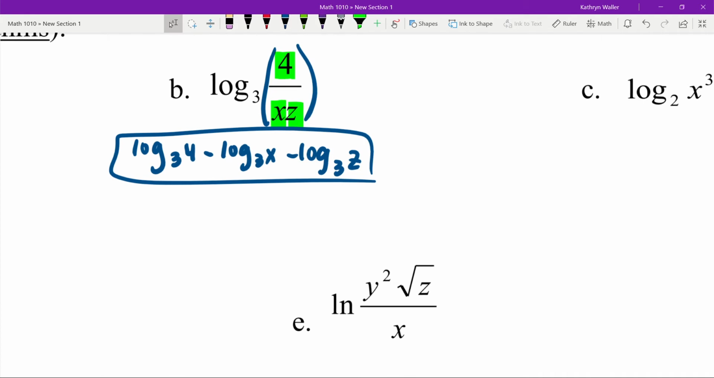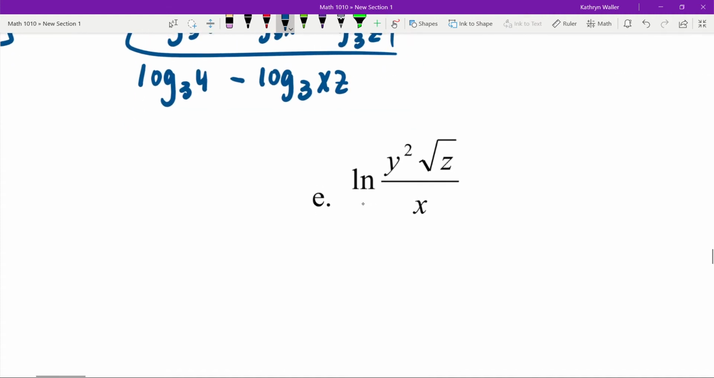Here's an explanation. Don't do it like this. But here's an explanation. Okay, look. Just kick back and watch. Log base 3 of x minus the log base 3 of x times z. When you divide, you subtract. Okay? These are multiplied. So when I multiply, I'm supposed to add.